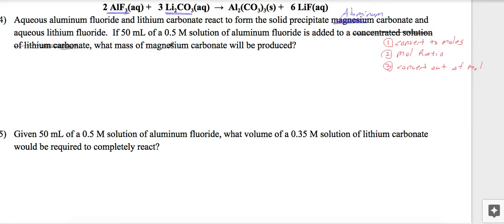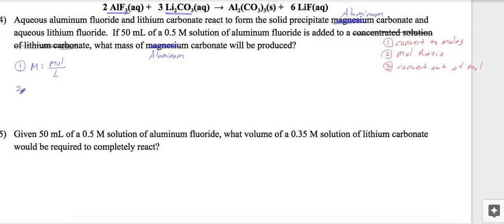What mass of the, and I'm going to guess this has changed as well, yep, it is, aluminum carbonate will be produced. So we can go through our steps here. First step is convert to moles. To do that, we're going to use the molarity equation, moles over liters. We can put our 0.5 molar in for the molarity. We can plug in the volume for the liters and solve for moles.